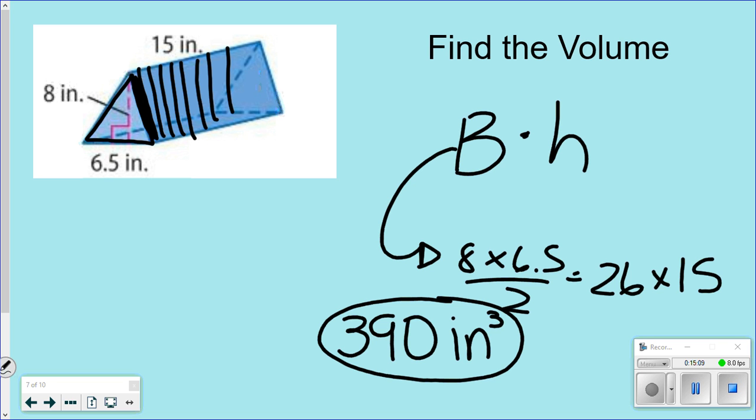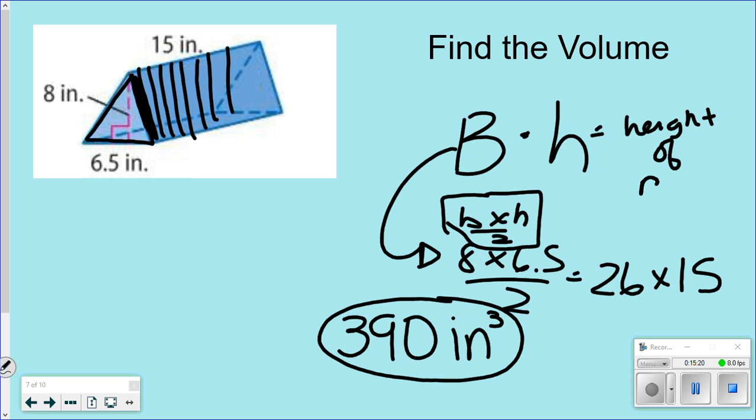When I'm looking at this, it's just the base and the height of the triangle. This is just the triangle that I'm talking about, okay? This is the height of the prism. I don't know if that helps or not, but careful.